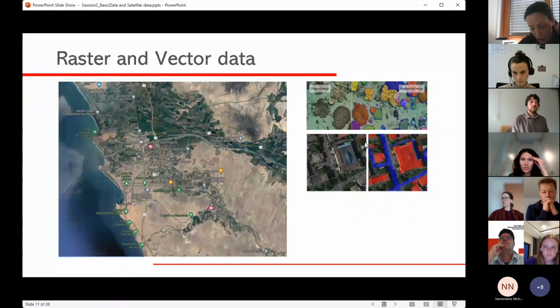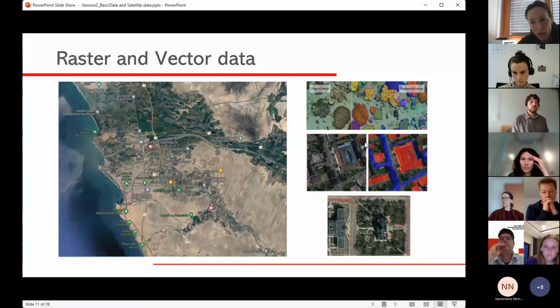Those tools exist. Or what we hear more and more is artificial intelligence and deep learning, where, it's a bit small here, but here, for example, the algorithm identified all the cars on that image.